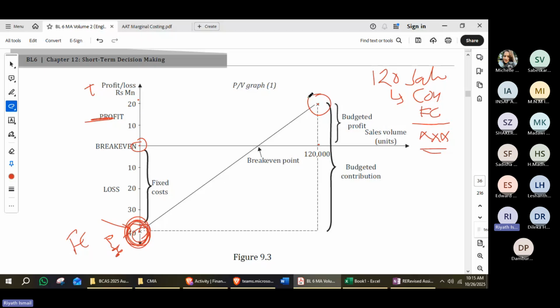Then we have two points. We connect these two points using a straight line. Then it will cross, so at this point, profit is 0. The crossing point is called the break-even point. So this is called what? This is called the PV graph.